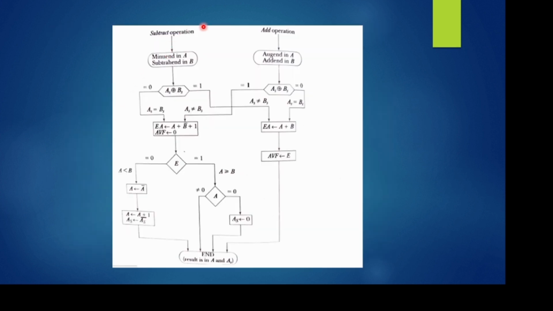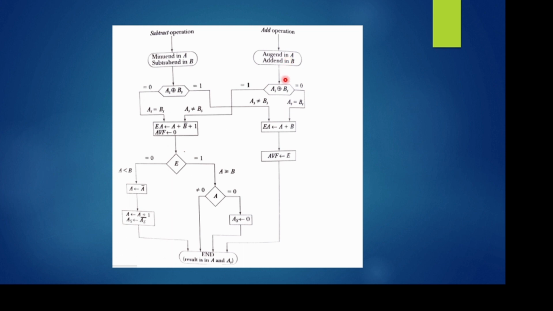Now we shall look at the detailed flowchart of the algorithm, that is, addition and subtraction of sign magnitude numbers. Based on the operation, if we are performing an addition operation, the flowchart will start from here. If we are performing a subtraction operation, we will start from here. First we shall check the addition operation. In the case of addition, augend in A, addend in B. So the first number will be in the A register and the second number will be in the B register.